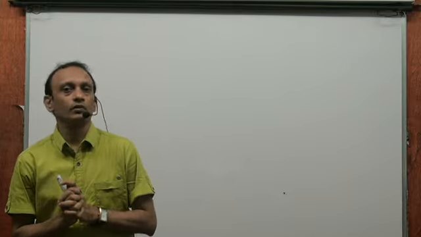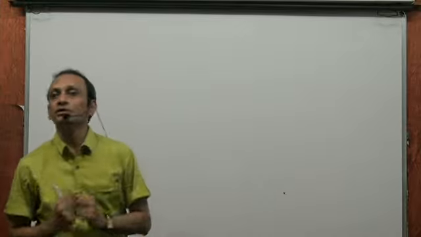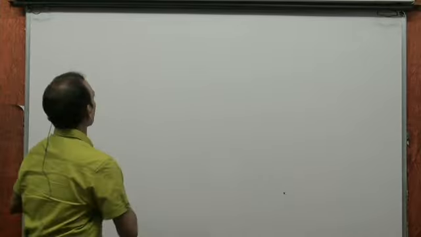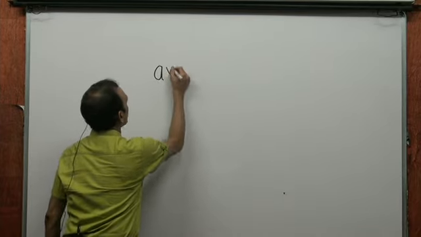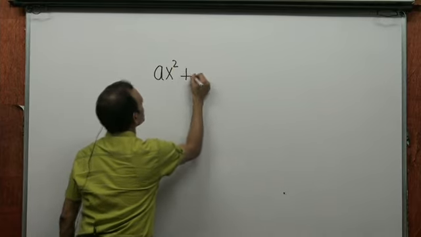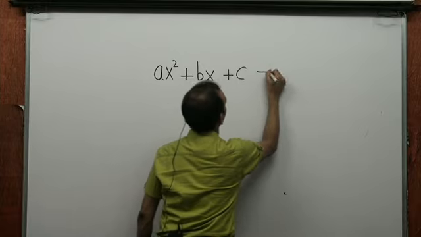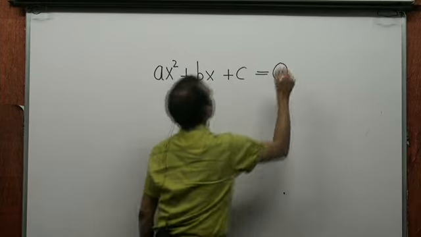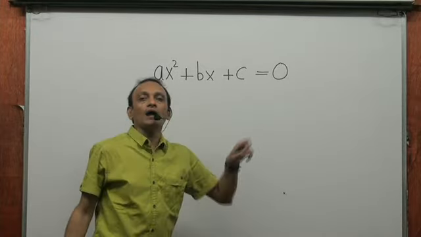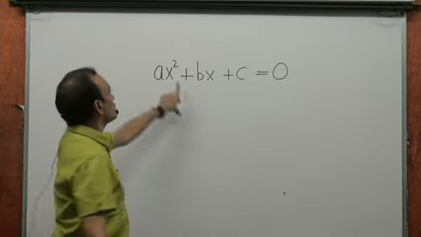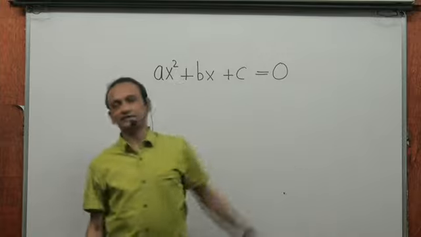Now, what I want you to formally learn out of this discussion is the solution to an equation of this kind: ax squared plus bx plus c equal to 0. I want you to learn the solution to this equation, where a, b, c are numbers or quantities whose value will not depend on x. I want you to be able to solve for x.